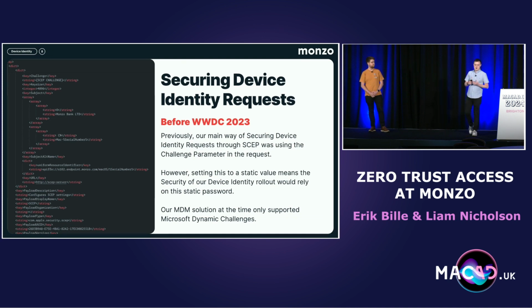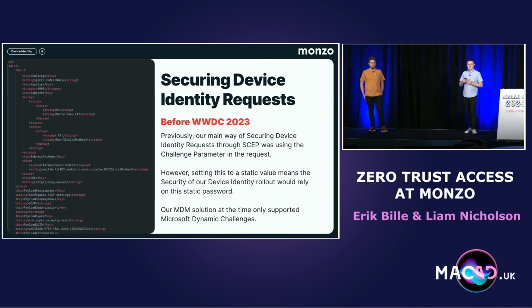For those of you who are familiar with how SCEP works, you'll know that to secure these device identity requests through SCEP, the main thing that is available to you is this challenge parameter in your SCEP request. You can do two types of challenges. So number one is a static challenge, and that static challenge is just akin to a password that all devices will use to get their device identity certificate. A static challenge across all of our devices isn't amazing for security. If that challenge leaks, it's a payday for an attacker, and they can go and issue any certificate that they want.